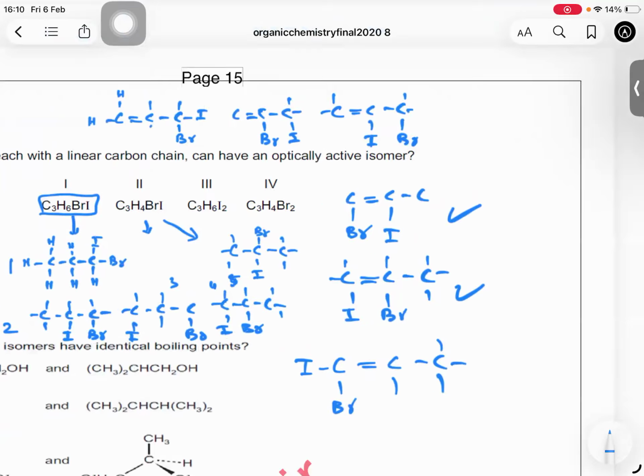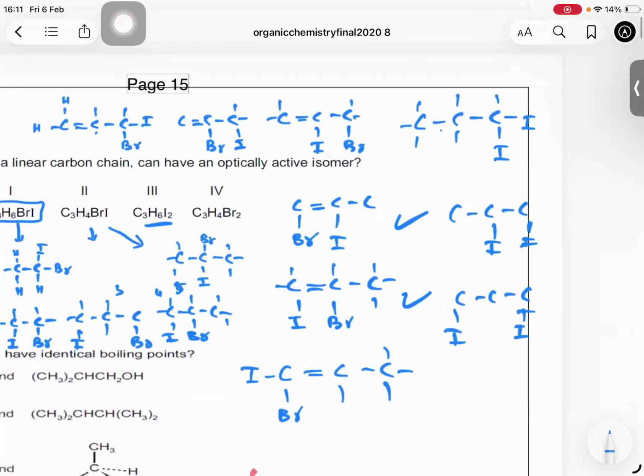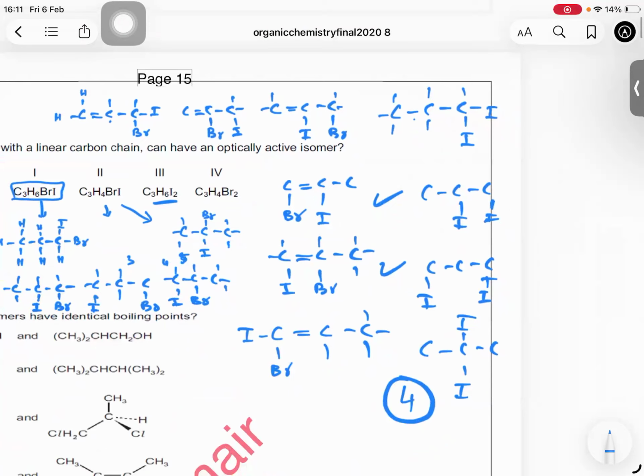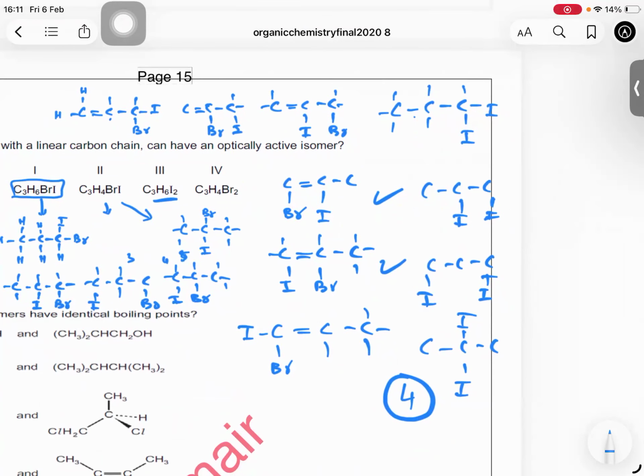Okay, what about this C3H6I2? Again, there are all hydrogens. So iodine on two carbons: one iodine here, and iodine here. Then 1, 2, 3, and one more where both iodines are at the center. So how many? 1, 2, 3, 4. That's all.